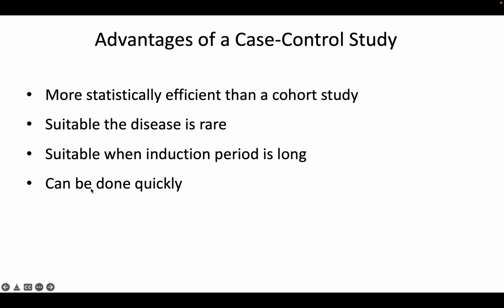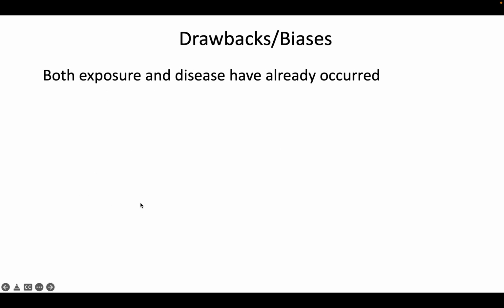Case control can be done quickly. A lot of the advantages for a case control are based on efficiency, so statistical efficiency, which also translates into cost efficiency. You use fewer people. Also, you can just do it faster in general.